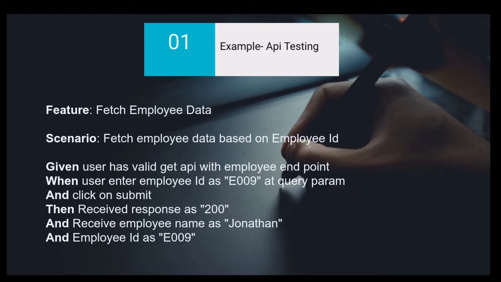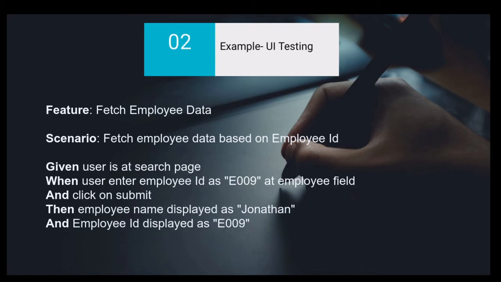Okay, so this is a very simple and very basic thing which I have covered over here. So you can write the API test case. Okay, so the same scenario, if we are going to test on UI, if we have a front end with us, then how are we going to write it? Again, the feature scenario is fetch employee data based on employee ID. So given user is at search page.